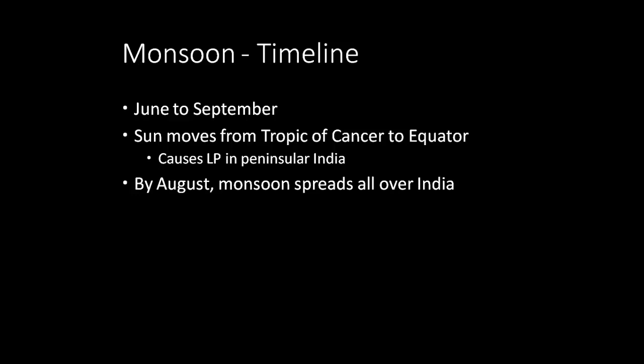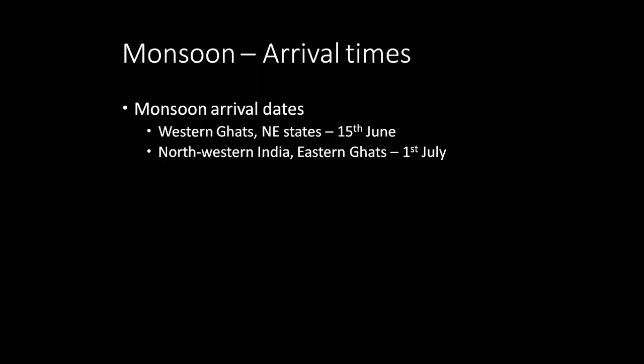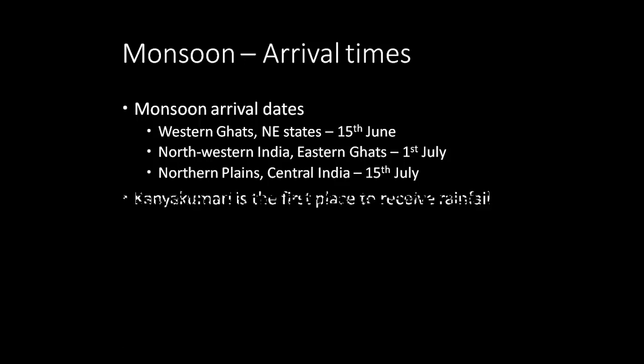By August, the low pressure regime over the Deccan Plateau will pull the monsoon from the Indian Ocean and spread over the entire India. Monsoon arrival dates: Western Ghats and Northeast states, 15 June. Southwest monsoon winds dominate over the Bay of Bengal. It hits the states of the Seven Sisters, or northeastern states. Northwestern India and Eastern Ghats, 1st July. Northern plains of India and central India, 15 July.